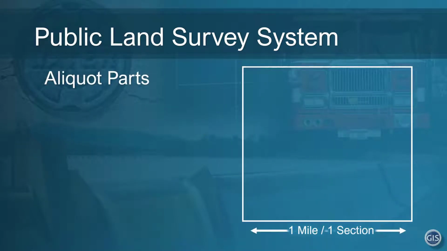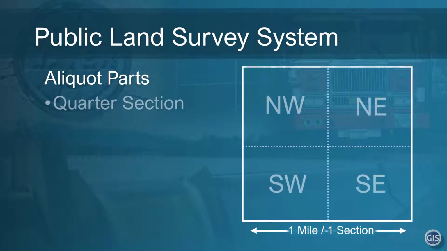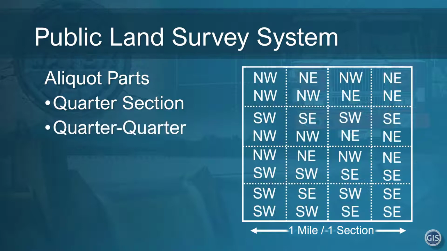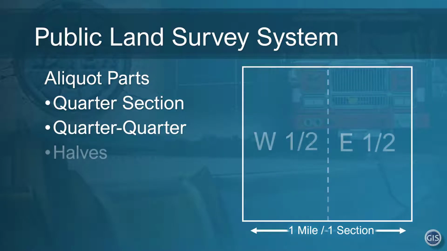Aliquot parts are divisions of a section. Those could be quarter sections, which can be northeast quarter, southwest quarter, or northwest quarter. They can also be a quarter of a quarter section. For example, the northeast quarter of the northeast quarter, or the southeast quarter of the northeast quarter. In this format, you read the smallest component first. You could also have halves, for instance, a west half, an east half, or a north and south half.